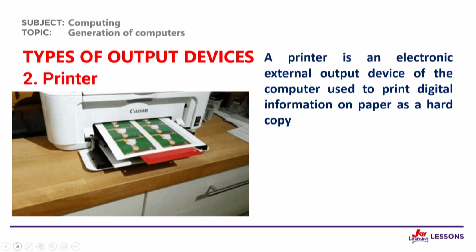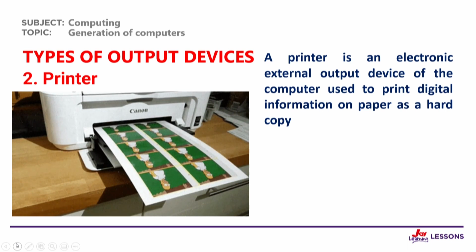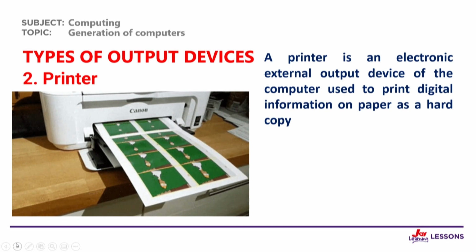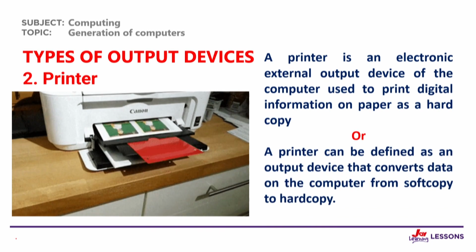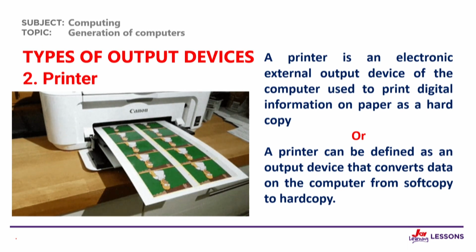A printer is an electronic external output device of the computer used to print digital information on paper as a hard copy. So, as I said, the information coming from the printer is what we call the hard copy. Or we can also say that the printer can be defined as an output device that converts data on the computer from soft copy to hard copy form. That's a printer.